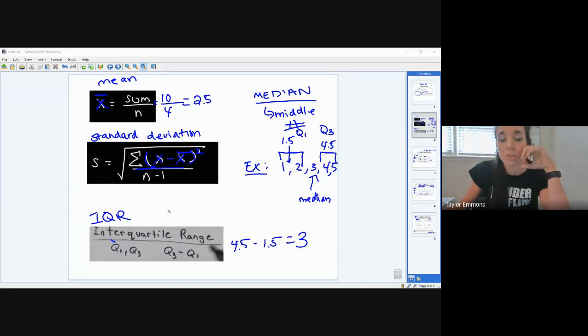Interquartile range is finding the median of the upper numbers and the median of the lower numbers. Just like in my example, I got 1.5 because that's in between the 1 and 2, which are the lower numbers. The upper numbers are 4 and 5 in this scenario, so I get 4.5 right here. I subtract 4.5 minus 1.5, and that gives me 3.